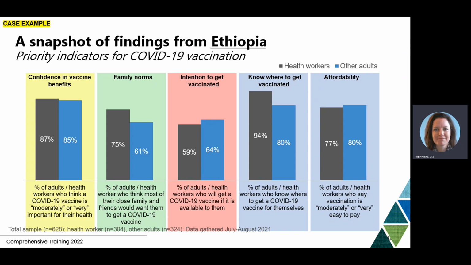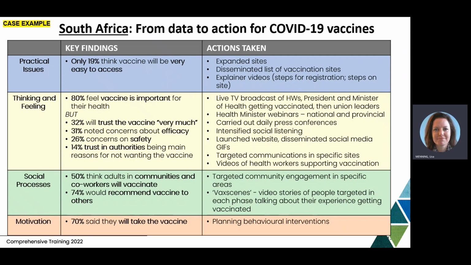The intentions are quite high. We can see here that still the majority of people do want to get a COVID vaccination. And there's good knowledge about where to get vaccinated, even if this is lower for adults compared to health workers. And affordability is actually quite low, that only about 3/4 of respondents say that vaccination would be moderately or very easy to pay for.